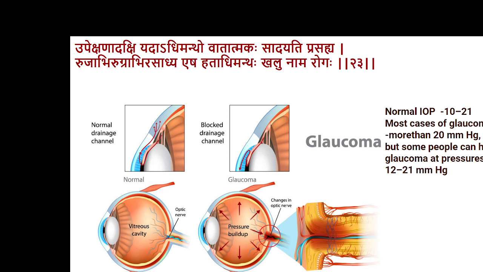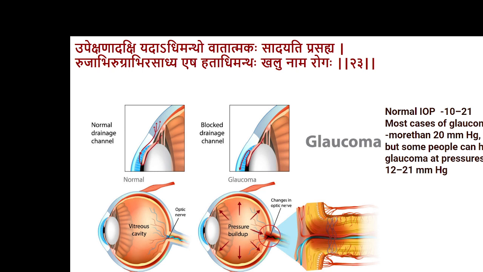Then comes the Hatajimantaha. Hatajimantaha is a condition which can be a complication of Adhimantha. Endophthalmitis or such conditions, when they are neglected, can result in a long-term complication, and that's called Hatajimantaha. Upekshana Akshiyada Adhimanto Vatatmaka Sadayati Prasahya Rujabihi Ugrabihi Asadyesha Hatajimantak Khalunama Rogaha. I would consider Hatadimantha as glaucoma, because it's a long-time, very chronic process. After any of the primary diseases are not treated properly, it becomes asadhya, incurable, and it results in the very serious complication of eye loss.